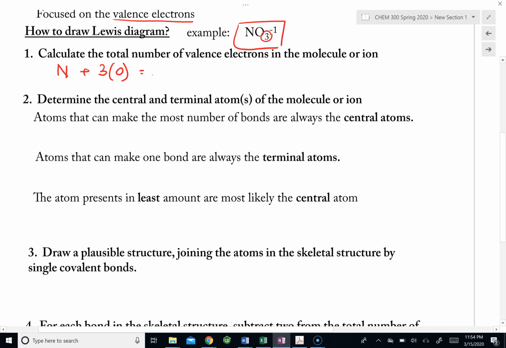Nitrogen has 5 valence electrons. So that is 5 plus 3 oxygen, and each oxygen has 6 valence electrons, so multiply by 6, which gives 23 valence electrons. But don't forget to add 1 for this negative charge. Overall, this ion is minus 1, meaning somehow it has gained an extra valence electron. So if the charge is negative overall, we have to add 1 for that charge. In this case, that equals 24 valence electrons total.